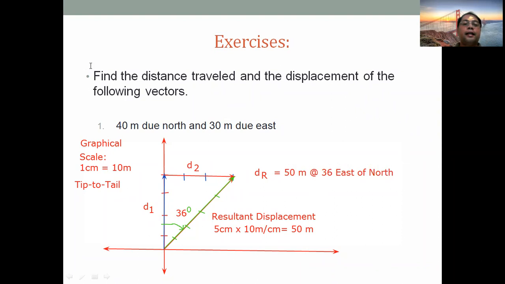Okay, so that's the final displacement value using our graphical method. But others, I think, use the Pythagorean theorem and the tangent function. Okay, but this is graphing. Any question for this?